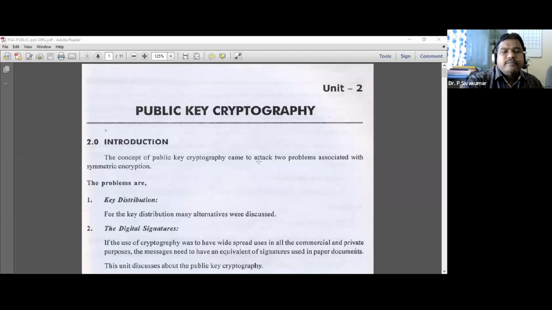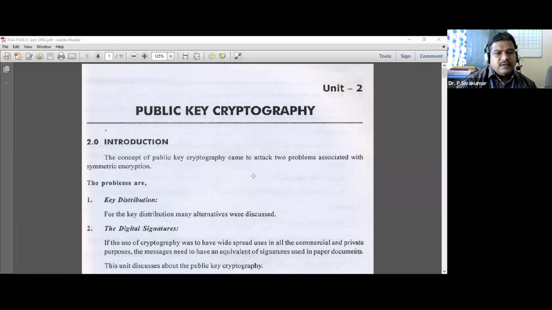So today we start the next topic, public key cryptography. Normally you know it very well. The block cipher is classified into two types. One is private key cryptography. Another one is public key cryptography.